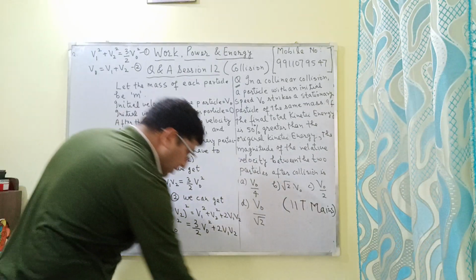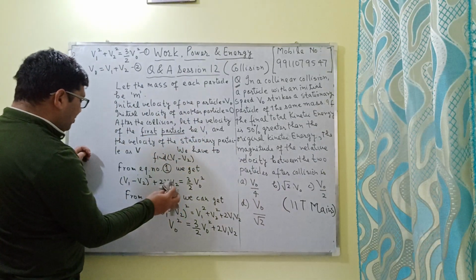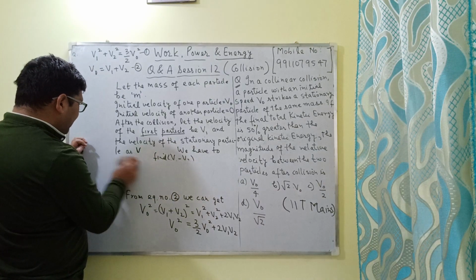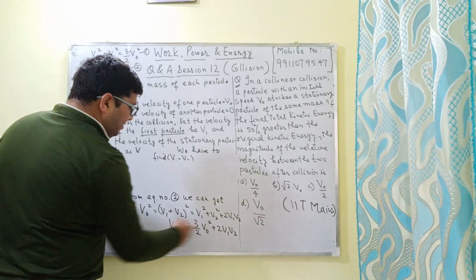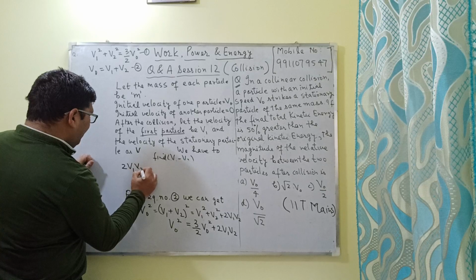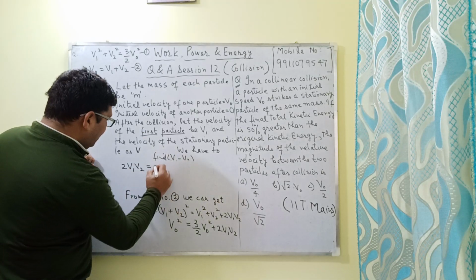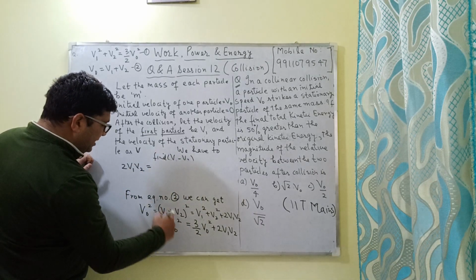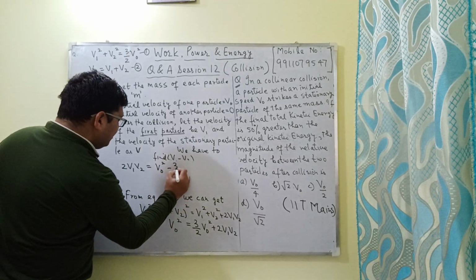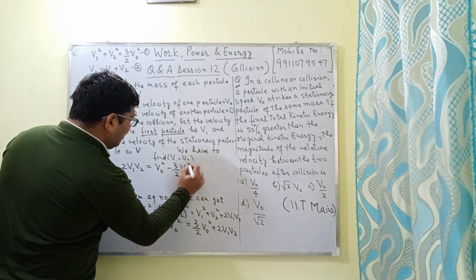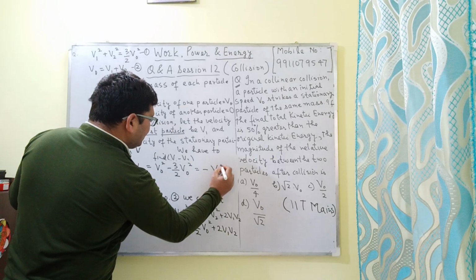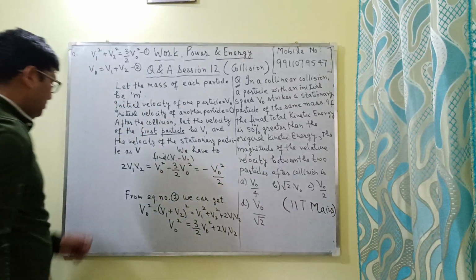So what I will be getting now? From this I will be able to find the value of V1 into V2, or I will be able to find the value of 2V1 V2. So 2V1 V2 is equal to, I will take this term on the left hand side, so it will be equal to V naught square minus 3 by 2 V naught square. So this is equal to minus V naught square by 2.